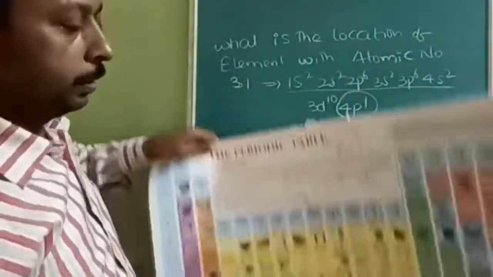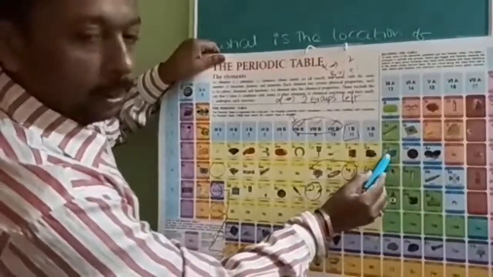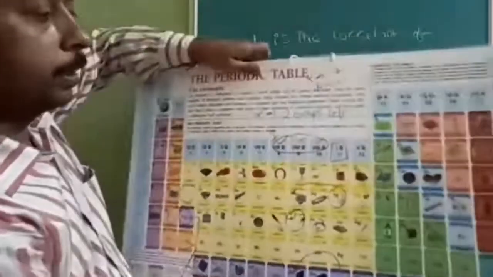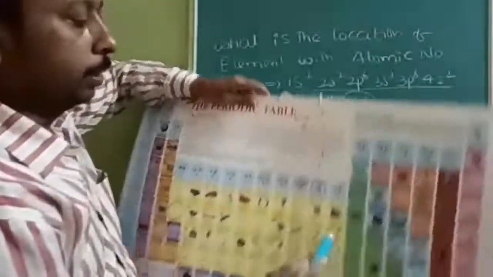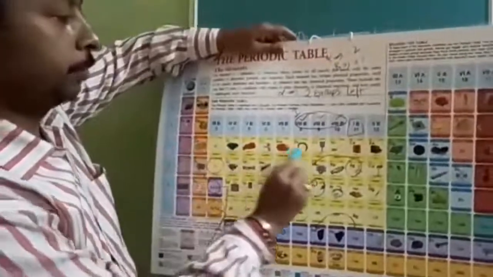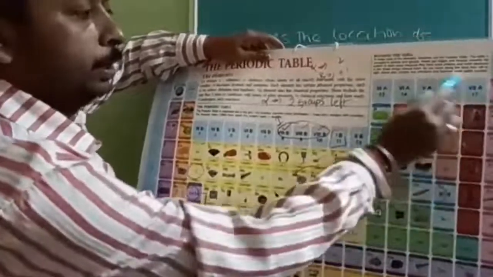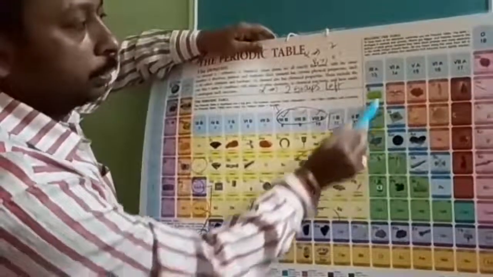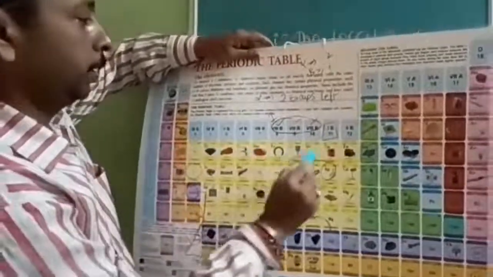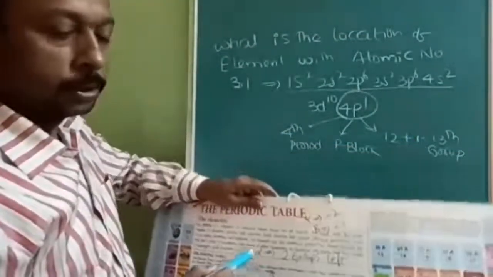See, 31 is here. This is gallium. Atomic number 31 is gallium. It belongs to the 13th group, so our answer is 13th group. And it belongs to the fourth period. This entire region is p block. So: fourth period, p block, 13th group. Is this understood?